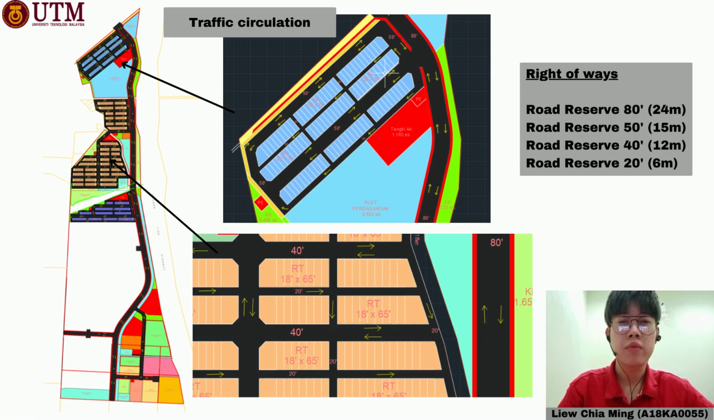Here is the traffic circulation in the route network. As you can see from the slide, there are 4 right-of-way widths proposed in the development area, which are the routes with 80 feet, 50 feet, 40 feet, and 20 feet. The cross-sectional design of each route is different according to their right-of-way.